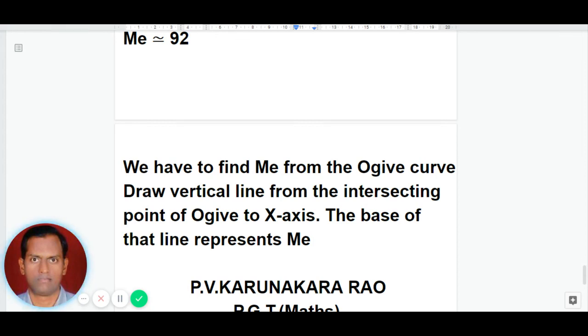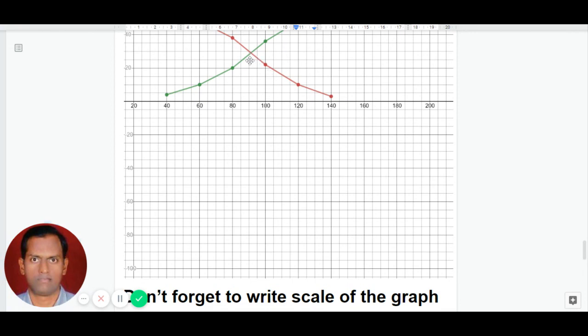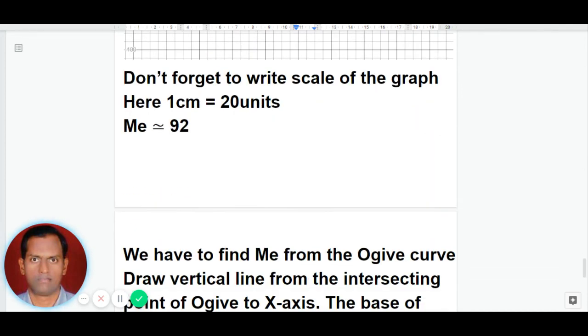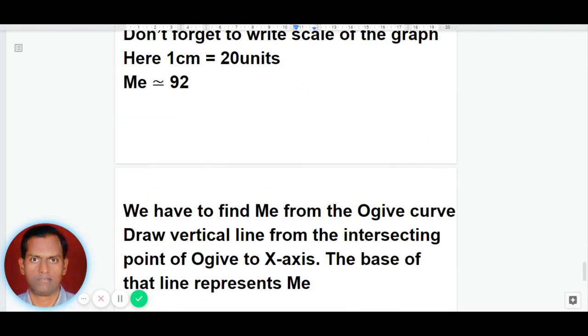We have to find the median from the Ogive curve. Draw a vertical line from the intersecting point of Ogive to x-axis. The base of that line represents the median. In this graph, the median is approximately equal to, look here, 80, next one 85, 90, 95 and 100. It is approximately equal to 92. Approximately we can write the answer. We need not write the exact answer.